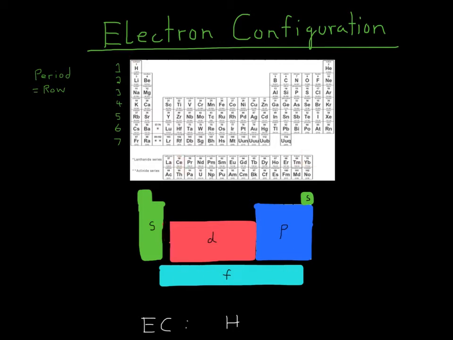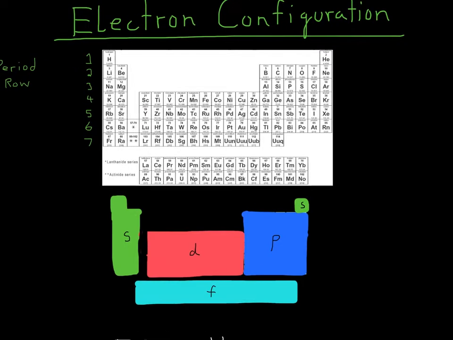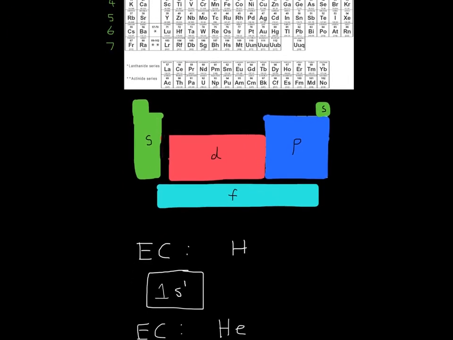So each one of these elements counts as an electron. So you can think about it as each one of them counts as one, and that'll be important when we start. So let's start. So electron configuration for hydrogen, right?